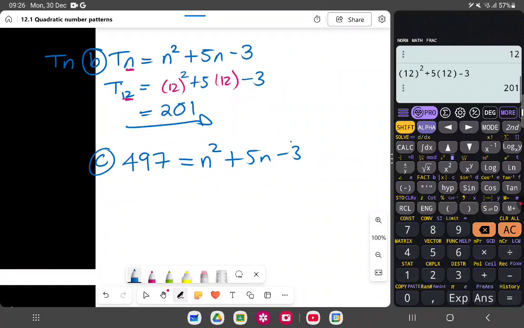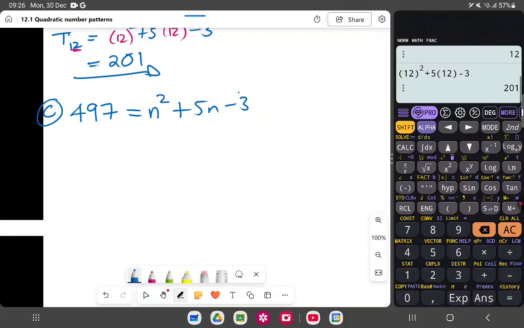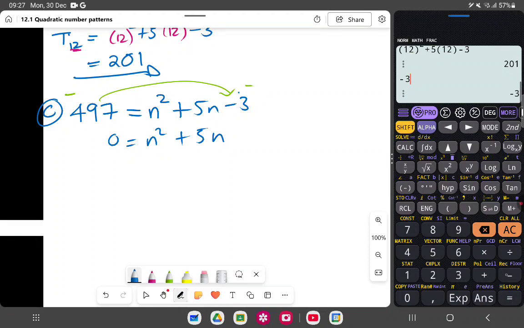This is a quadratic equation. You know what to do. Let's make everything equal 0. So to take this over to the other side, I'm going to say minus on both sides, right? So now I'm left with 0 is equal to n squared plus 5n, and I'm going to say negative 3 minus 497, and that gives me negative 500. All right, so 0 is equal to that equation. I want to solve for n.